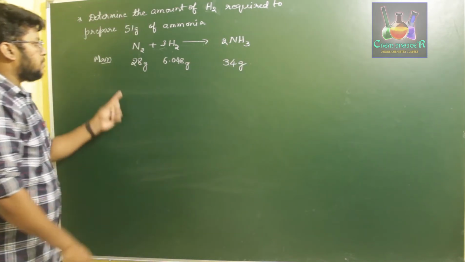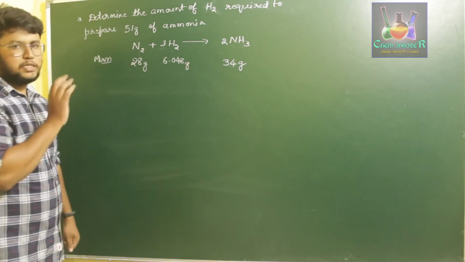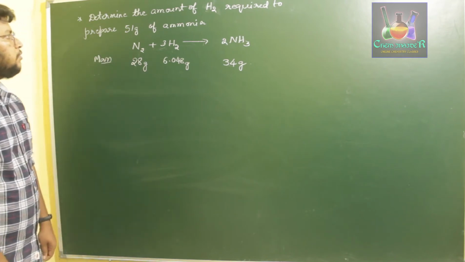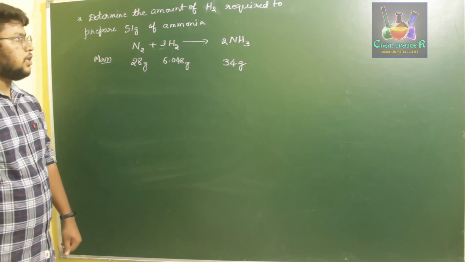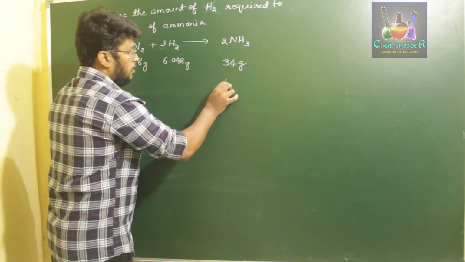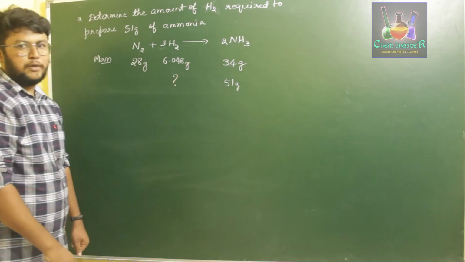34 grams. So if you observe over here, 28 plus 6 gives 34 grams of ammonia. So this is the balanced reaction. Now coming to the question. It says that we need to prepare 51 grams of ammonia. Then what is the amount of hydrogen required?